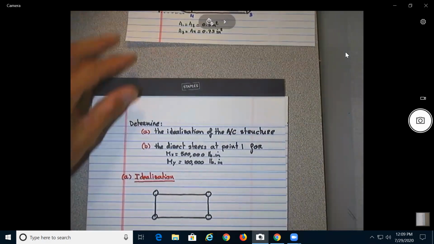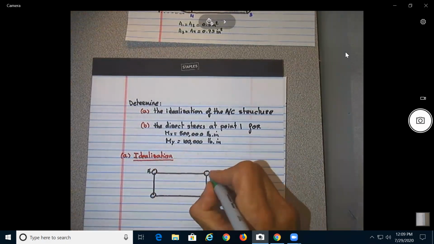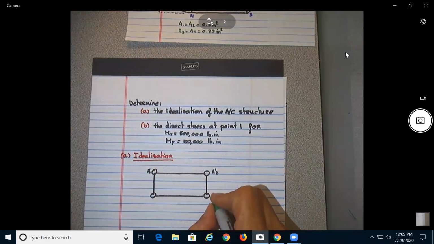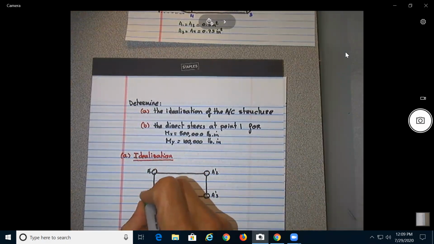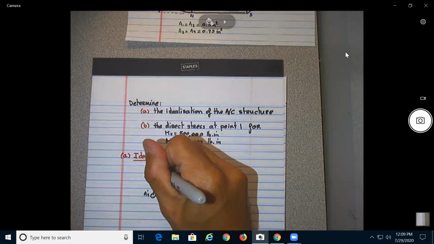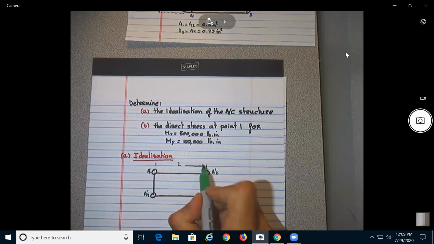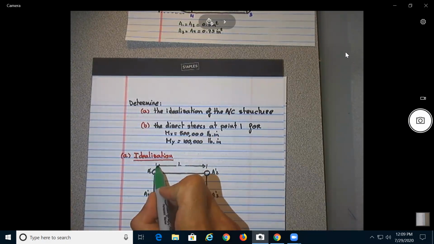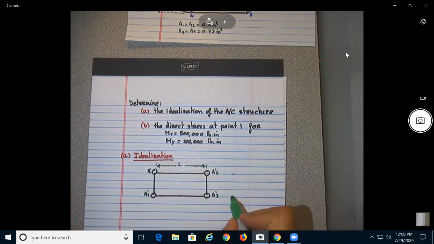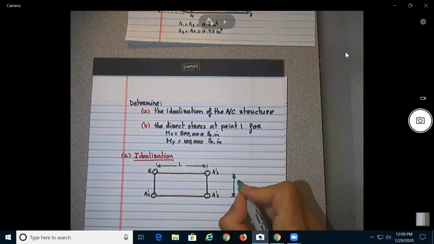So what we need to find in this figure will be what? We need to find here the A prime 1, A prime 2, A prime 3, A prime 4 are unknown. And we still know the length will be L. And the depth or the thickness of the whole structure will be H.